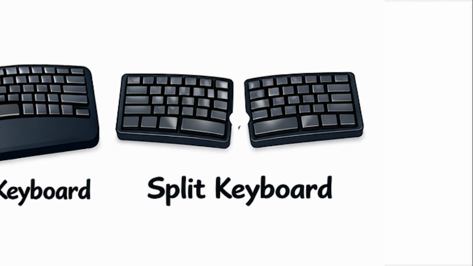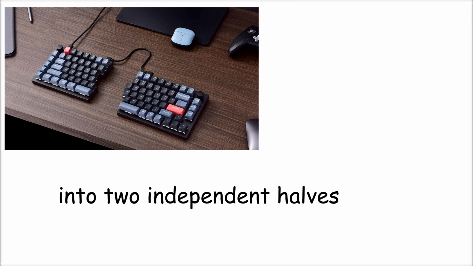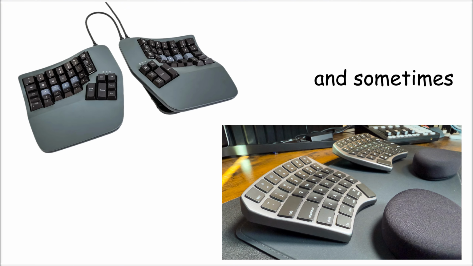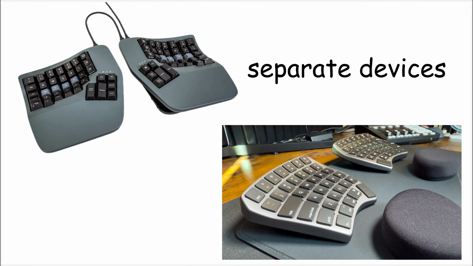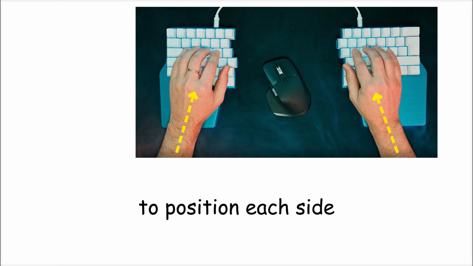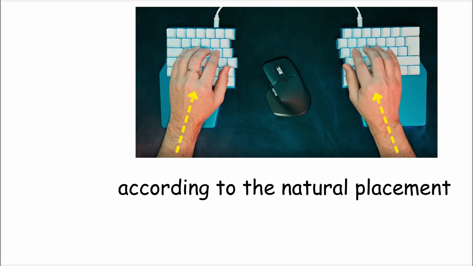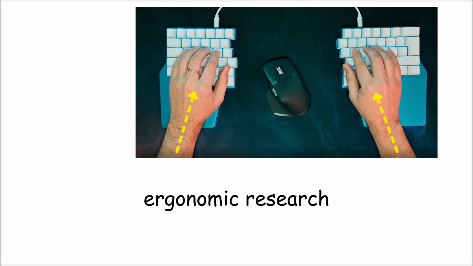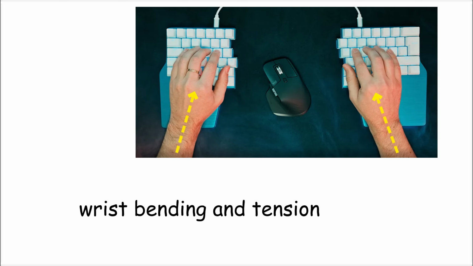Split keyboard. A split keyboard separates the left and right sections of the keys into two independent halves. Sometimes the halves are physically connected by a cable, and sometimes they are completely separate devices. This layout allows users to position each side according to the natural placement of their shoulders and arms. The concept grew out of ergonomic research that aimed to reduce wrist bending and tension.